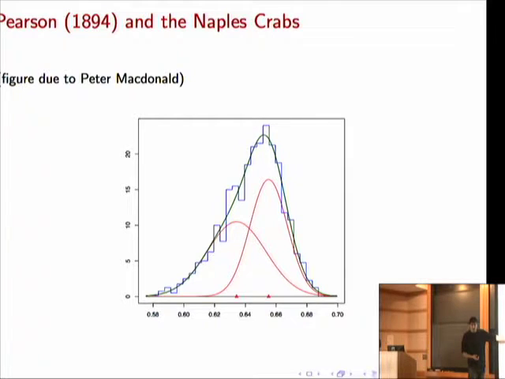But the density function that he got surprised him because it wasn't Gaussian. In fact, the density function wasn't even symmetric around its maximum value. So he was quite puzzled, but what he offered as an explanation was that the Naples crab was not composed of one species of crab, but rather two, and that the density function could be explained as a mixture of two Gaussians.